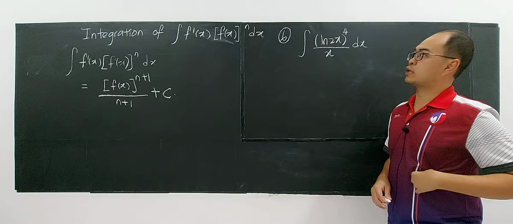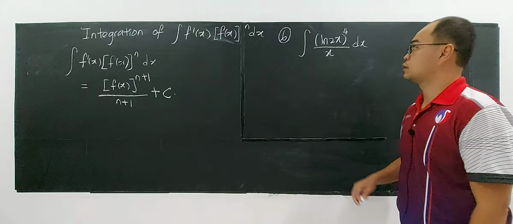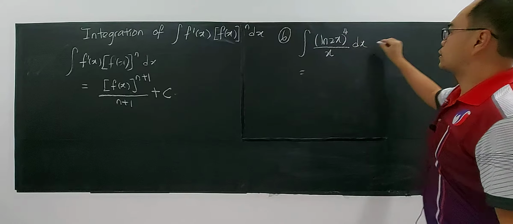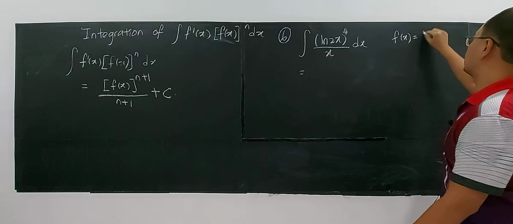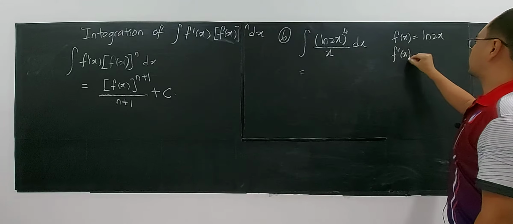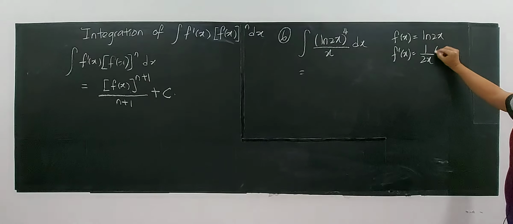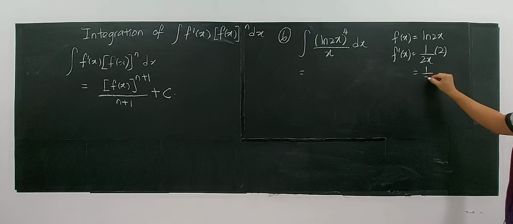It will be faster if you remember the formula. For this case, I try to see whether I am going to differentiate ln 2x. When I differentiate ln 2x, I get 1 over 2x. Differentiate 2x, I have 2. So I get 1 over x.